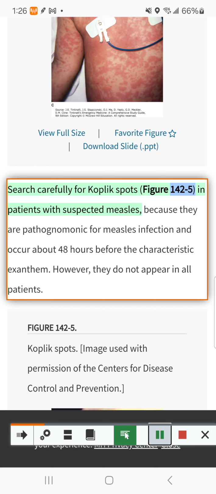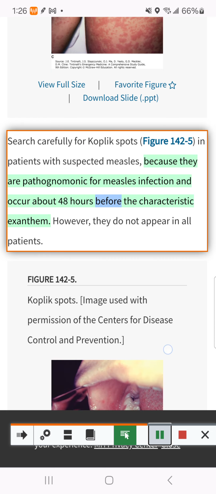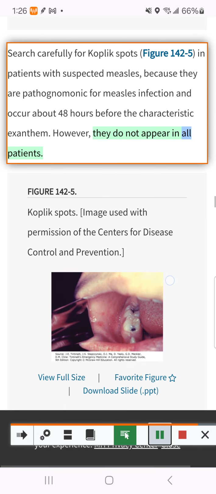Search carefully for Koplik spots, figure 142-5, in patients with suspected measles, because they are pathognomonic for measles infection and occur about 48 hours before the characteristic exanthem. However, they do not appear in all patients.